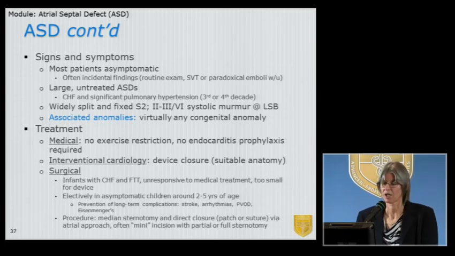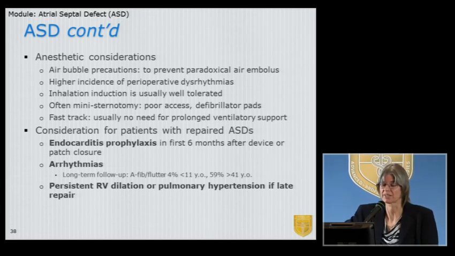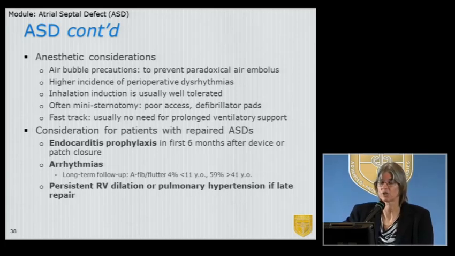What do you have to think about when you have a patient that comes with an ASD? Well, remember, they are at risk for a paradoxical air embolus, so be careful, make sure that you have bubble precautions, an air filter, or make sure that you don't have any air bubbles in your lines. They have a higher incidence of perioperative dysrhythmias, so don't be too surprised if you see a few extrasystoles on your monitor. You can easily do an inhalation induction that's usually well tolerated.